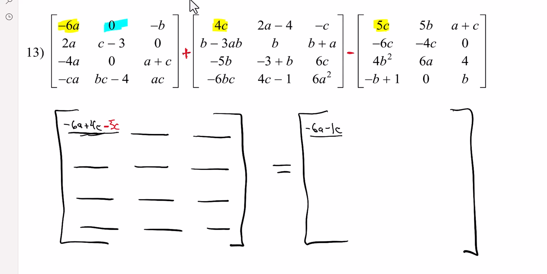Now we're going to, well, 0 plus 2a subtract 4 is just 2a subtract 4. And now we're going to subtract 5b. Whoops, left off the 5. Well, none of those can be added. So that right there will just be 2a subtract 4 subtract 5b.